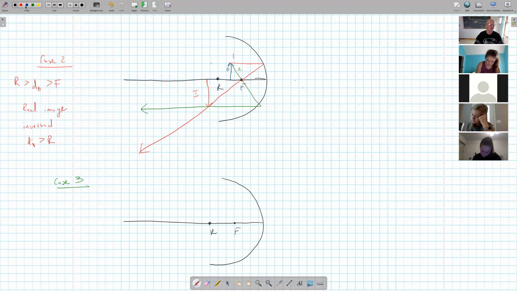And in this case, we're going to put our object finally inside of the focal point. So this is going to be my object distance. So here, my object distance then will be less than the focal point. Okay? So somewhere between 0 and that of the focal point.